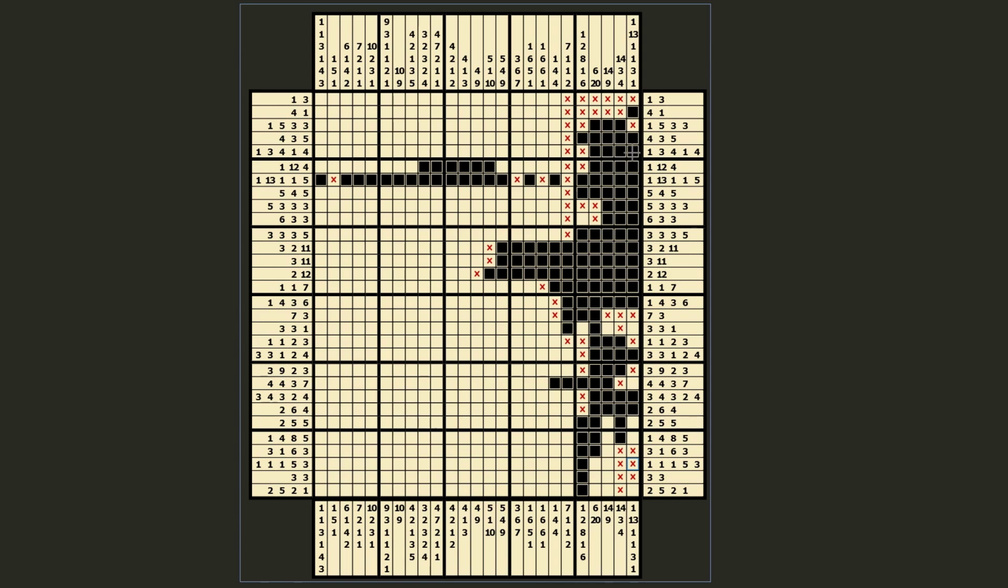So 1, 13, 1, 1. Yeah, there's a 1 here. This is a 3. 1, 1, 3. And then 1 somewhere there. Okay. 14 and then 9. That completes. 620 should be done and done.